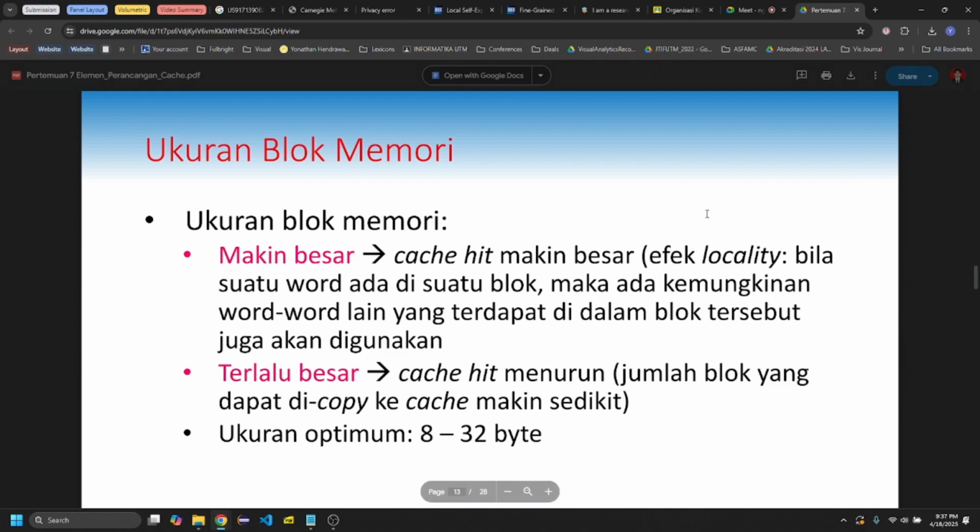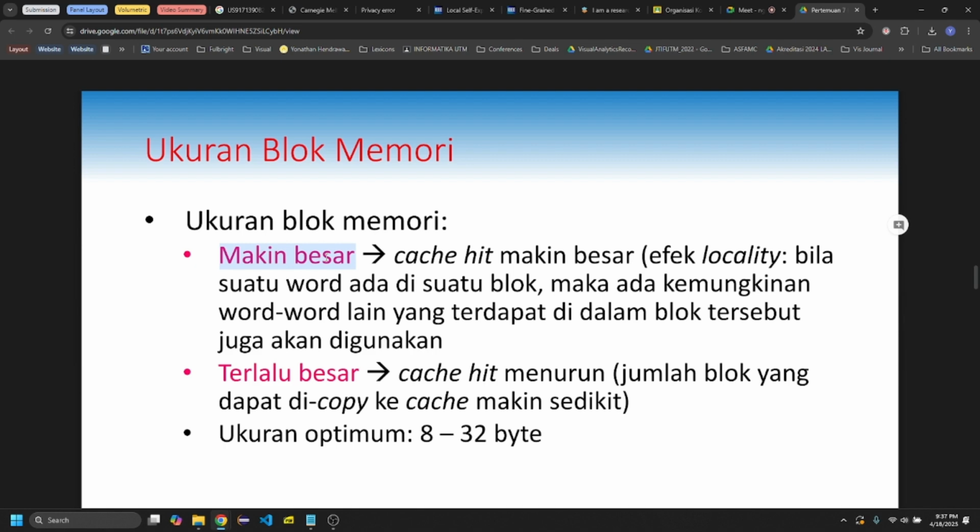Size of the memory. If it is bigger, the block size in the cache is not about the cache size. This is about the block size. There are differences between cache size and block size.